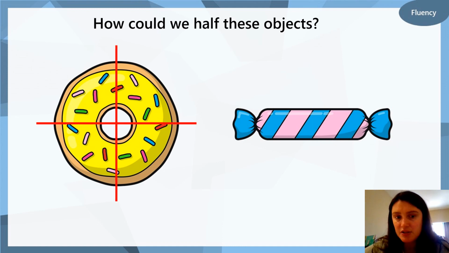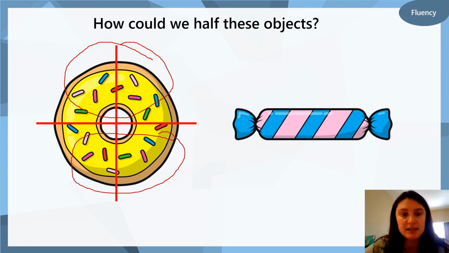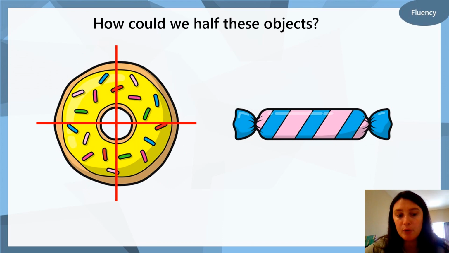For the donut, we could half it going down, or we could half it going across. Either way, it's going to be half. For the donut, this side is the same as this side, and this side is the same as this side. So it doesn't matter if we want to half it going down or going across. Both answers are correct.